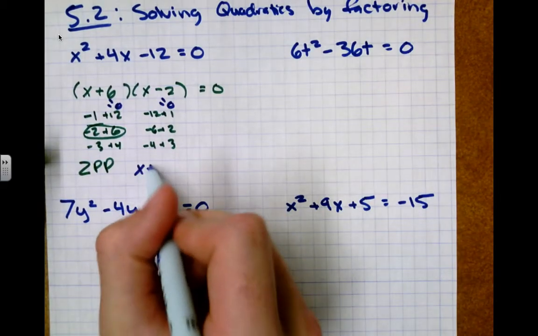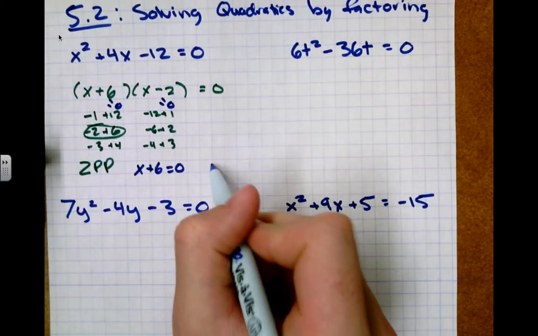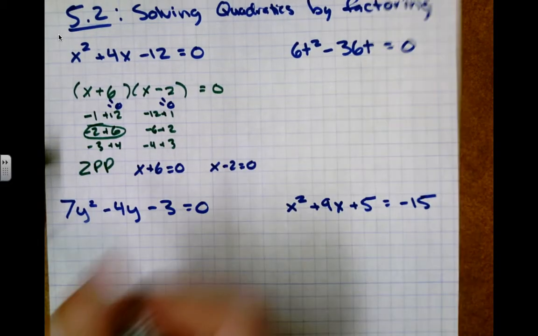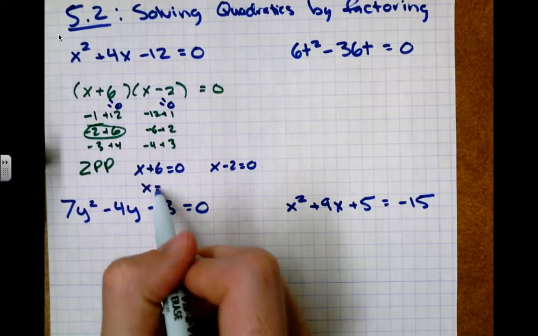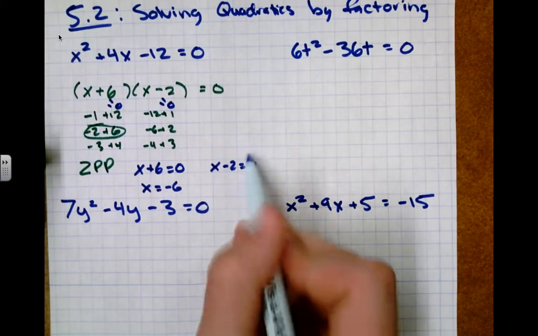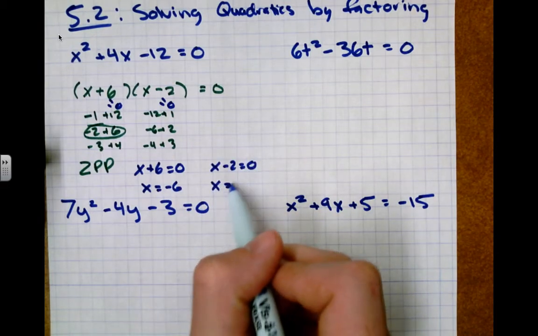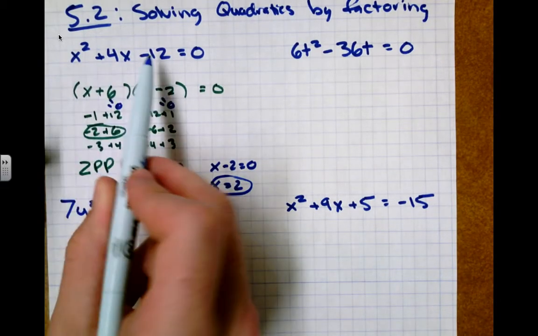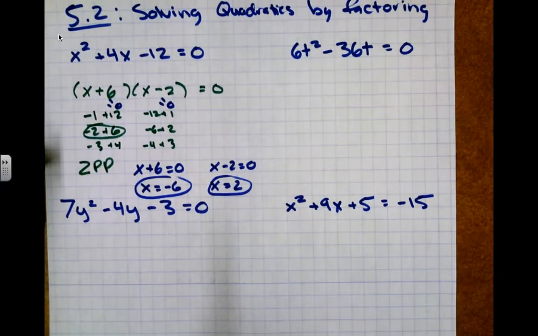So I'm going to set x plus 6 equal to 0, and then I'm going to set x minus 2 equal to 0, and I'm going to solve both of these. Subtract 6 from both sides, I would have x equals -6. Add 2 to both sides, I have x equals 2. Those are the two solutions that would make this true. And if I plug them back into the original, I would see that I would get a true statement. I would get something equal to 0.